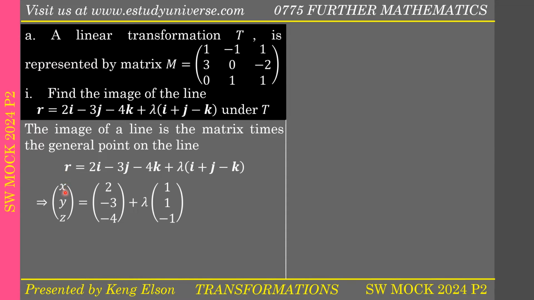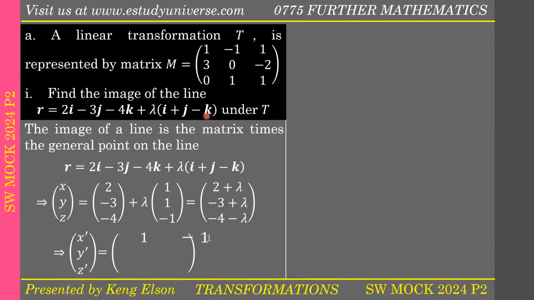So this arrow here is actually xi plus yj plus zk, so the column vector is xyz. Now we have (2, negative 3, negative 4) plus lambda times (1, 1, negative 1). If we do the vector addition, we add the corresponding unit vector components. We get 2 plus lambda, negative 3 plus lambda, and negative 4 minus lambda. So the image of the line, we can call x prime, y prime, and z prime, is equal to the matrix of transformation times the general point on the line. This is the general point on the line.